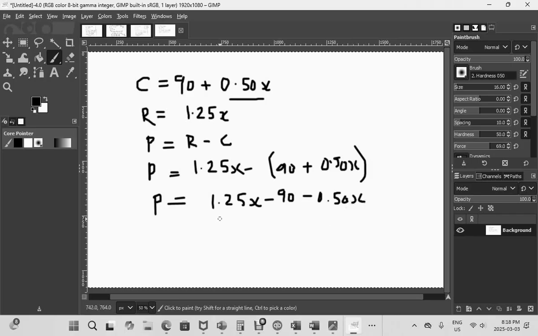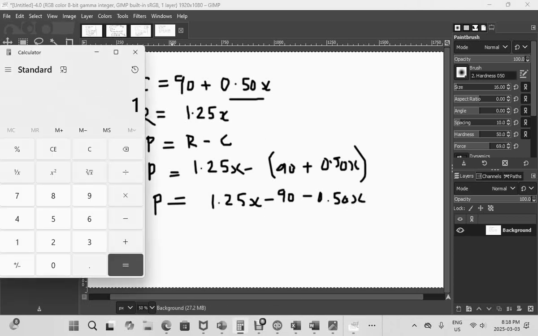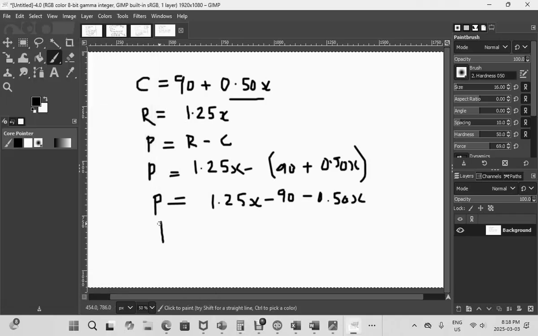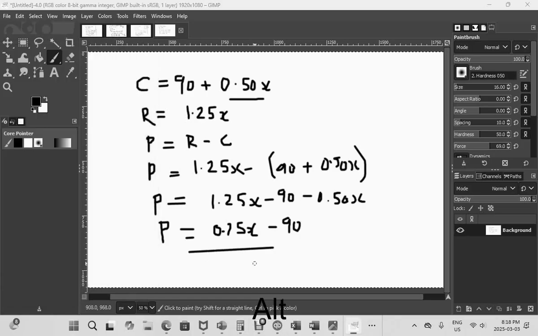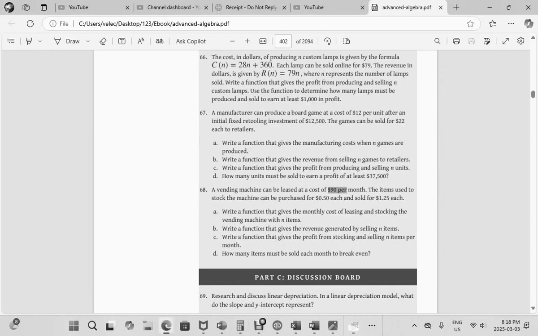All right, so 1.25 take away 0.50 will be 0.75x. So P equals 0.75x minus 90, and this is your equation for profit. Now, based on this equation, they're asking how many units do you need to stock in the vending machine to break even?